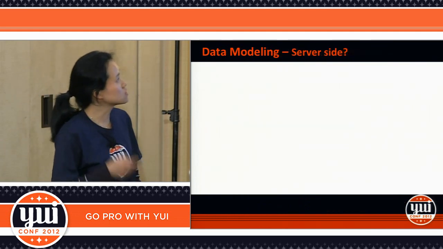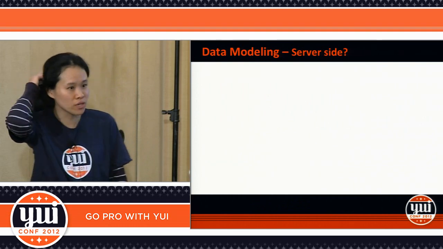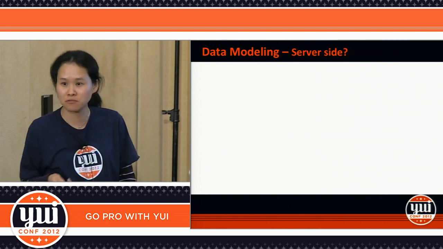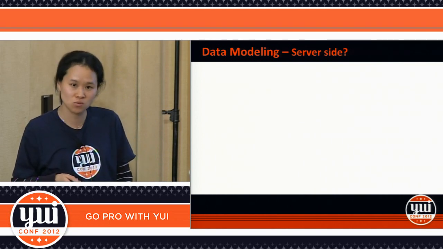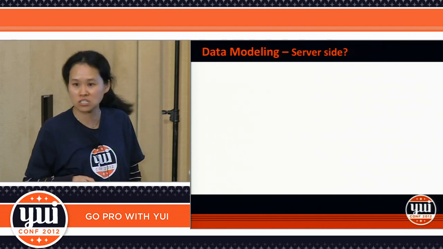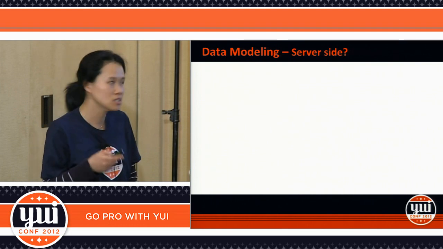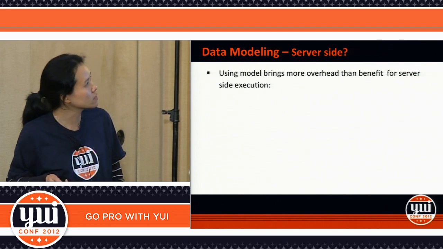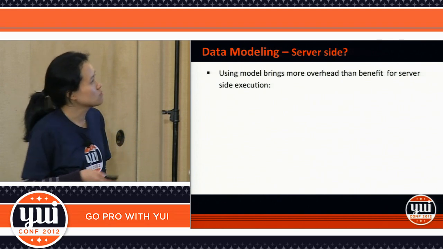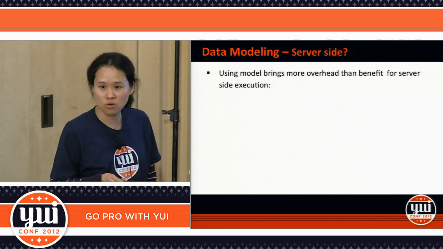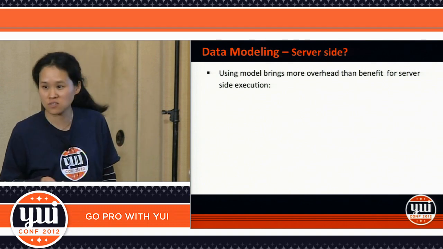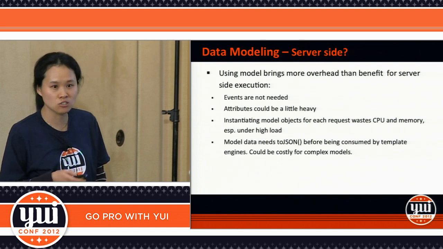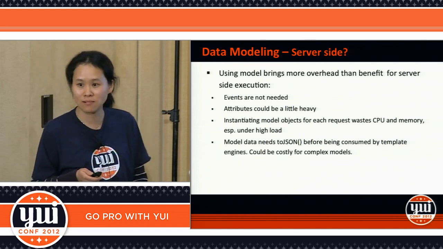Speaking of server side, that brings up the question: do we really need data modeling on the server side? We actually started off with data models on the server side, because we were initially using Mojito, which has models on both the server and client side. So we just used models on the server side. But it turns out that using models probably brings more overhead than benefit for server-side execution. What do I mean by that? There are a few things. First of all, events are great on the client side, but they're not needed on the server side.